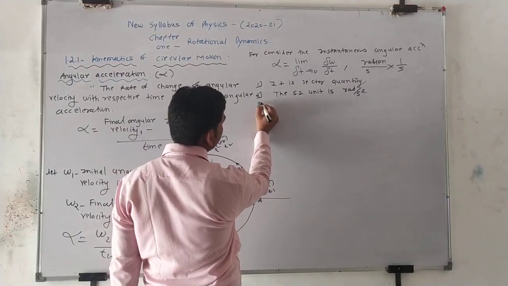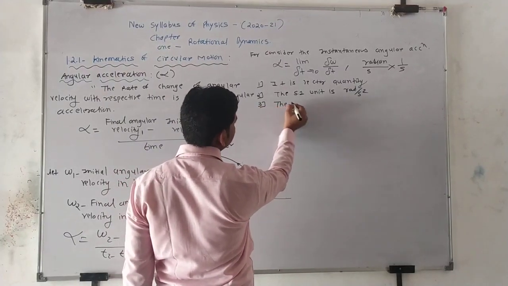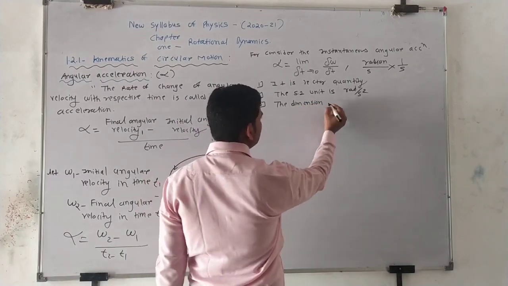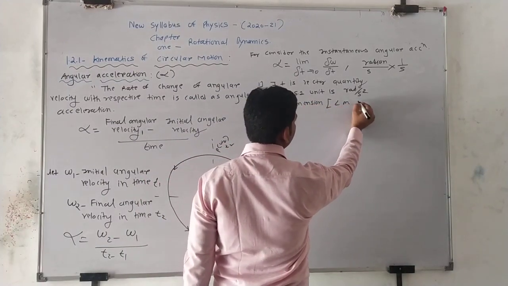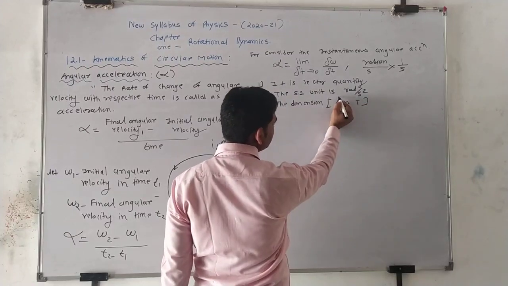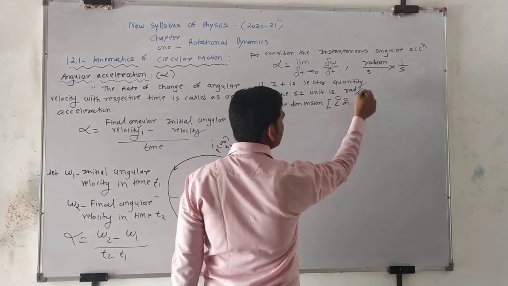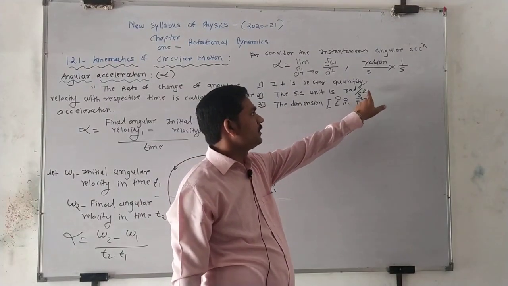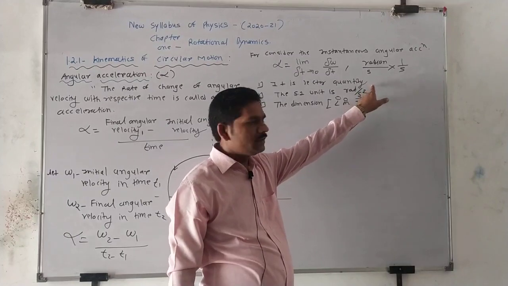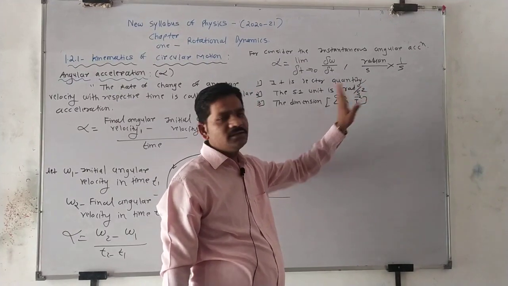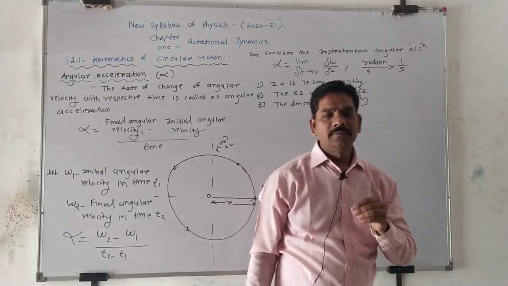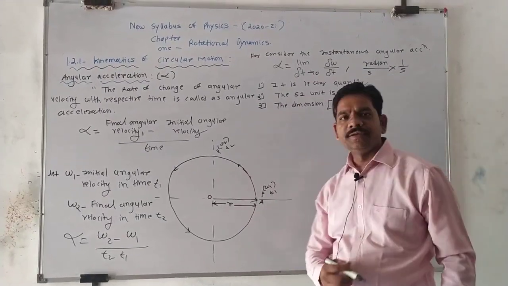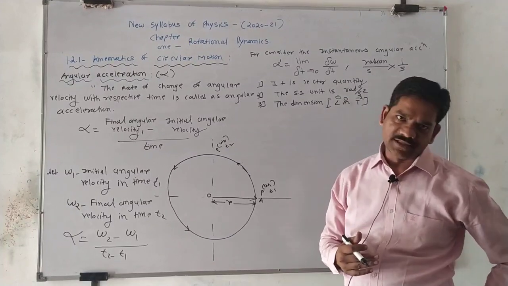Another third property: the dimension. So what is the dimension? The dimension is L, M, T. So tell me the dimension. Length? No. Mass? No. Time to the power minus 2, correct. Why minus 2? Because this second square goes from the denominator to the numerator, so that's why this 2 becomes minus 2. So this is the dimension of angular acceleration. Okay, boys, so this is a simple concept about angular acceleration.